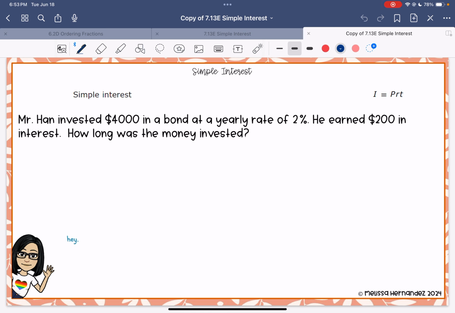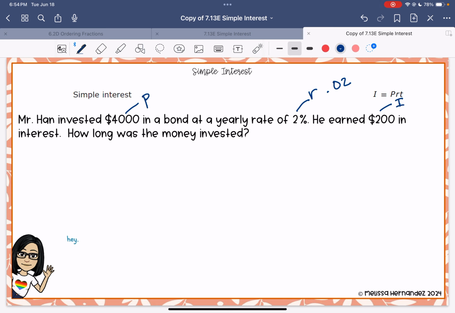So we know this is the principal amount. That's what he invested. A bond, it's a savings bond. I maybe could have clarified that. This is the rate. And then the $200 would actually be the interest.